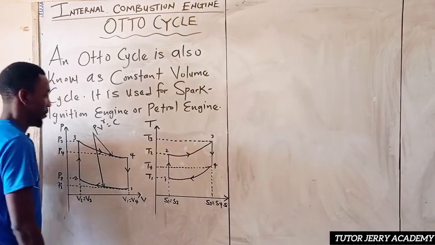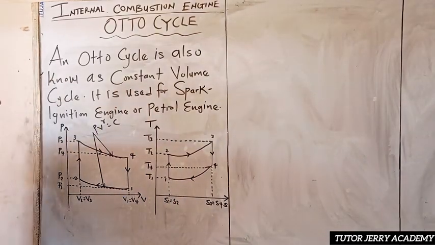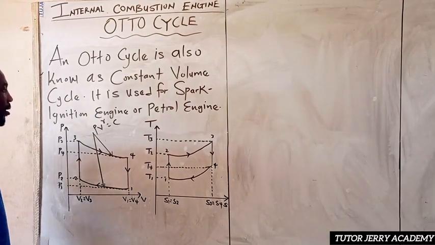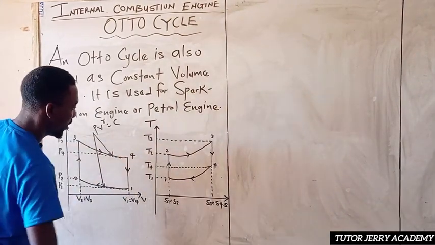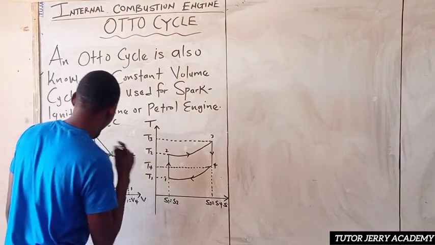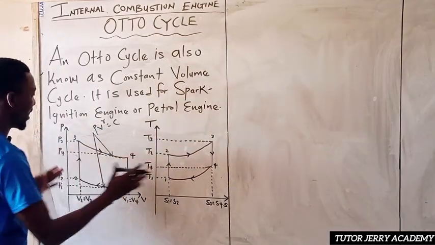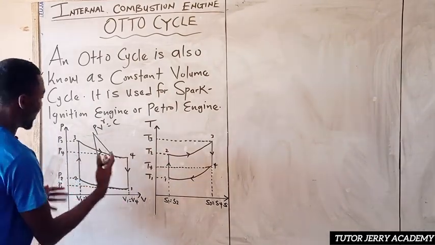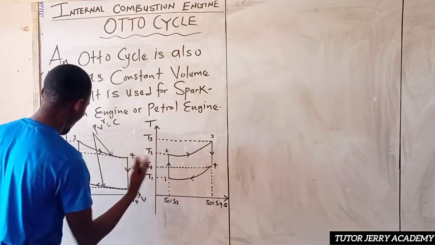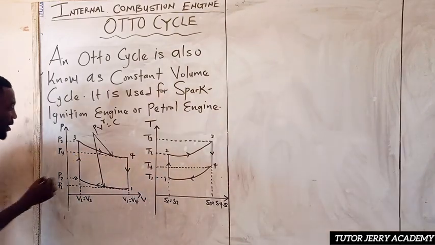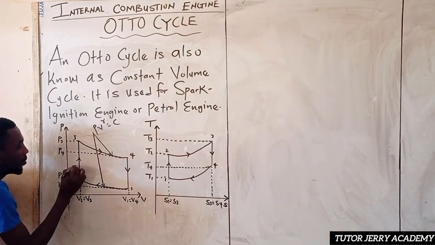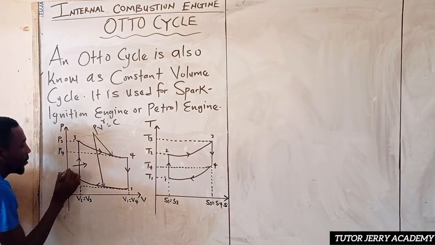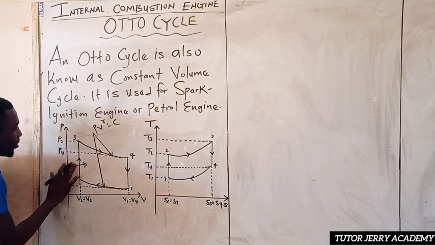So after that, we have our quantity of heat supply. You can decide to put that in any part of the PV or the TS diagram. So you can decide to put it here or here. So let's put it here. So we have our heat supply here.